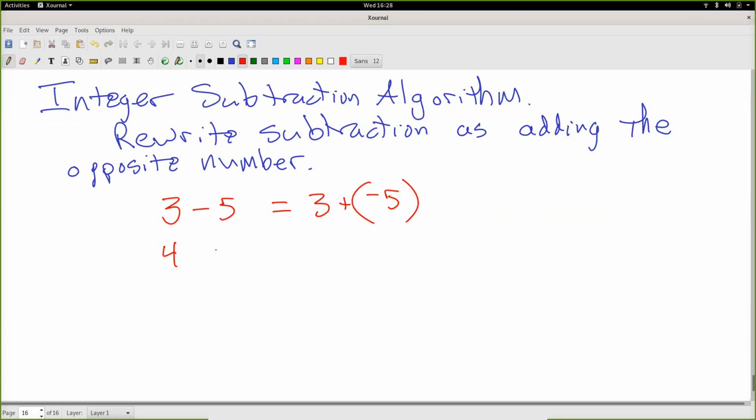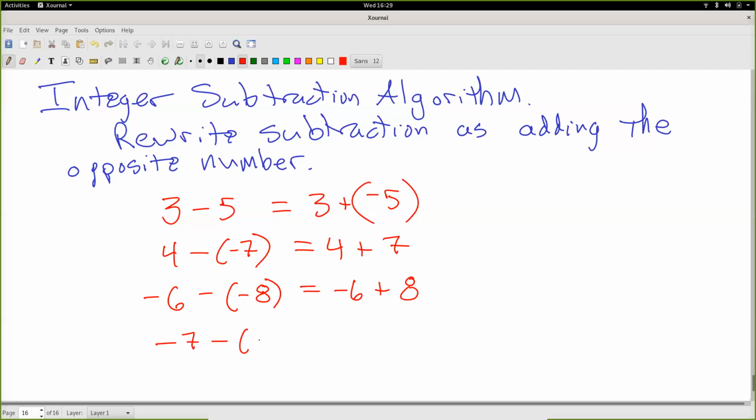Similarly, if I had 4 minus negative 7, that becomes 4 plus the opposite of negative 7, which is 7. Oh, that one's easier there. Negative 6 minus negative 8 becomes negative 6 plus 8. Negative 7 minus negative 6 would become negative 7 plus 6. So all the subtraction algorithm does is tell you how to change subtraction into addition by taking the opposite of the number you were subtracting.